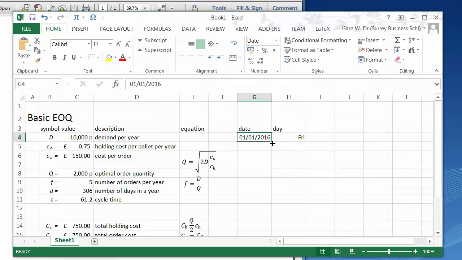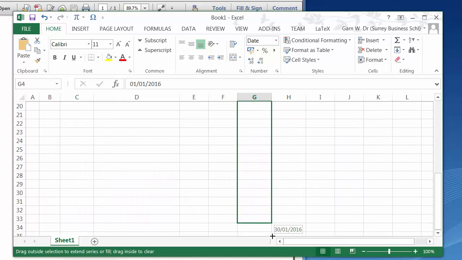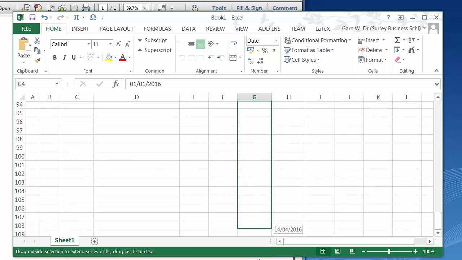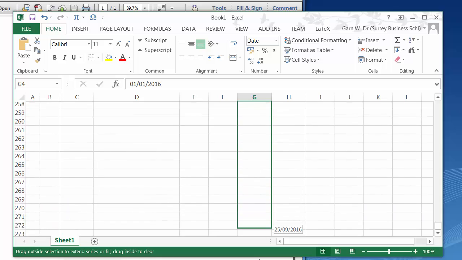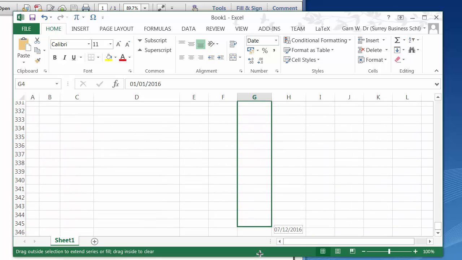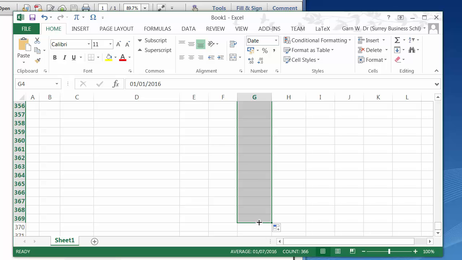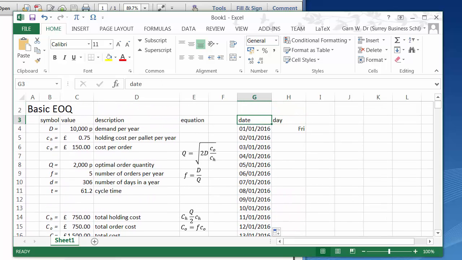And we want to actually predict all of that for a whole year. So we go down all the way, unfortunately it doesn't go much faster, to the end of the year. Okay, here we are approaching the end of the year of 2016, and here we go. So date, then we look at all the days.